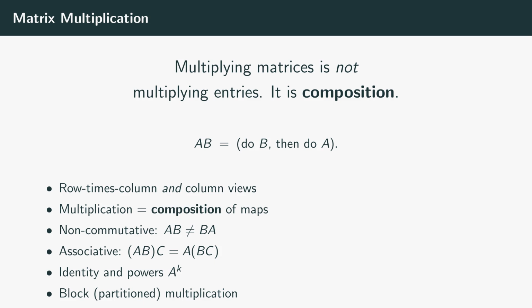The product A times B is the single matrix that first applies B, then applies A. Multiplication is composition. Once you hold that idea, every rule we meet today becomes inevitable rather than arbitrary. We will see the row times column recipe and the column recipe, learn why order matters, but grouping does not, find the identity and the powers of a matrix, and finish with block multiplication, the trick that powers fast numerical computing. Let's build it.